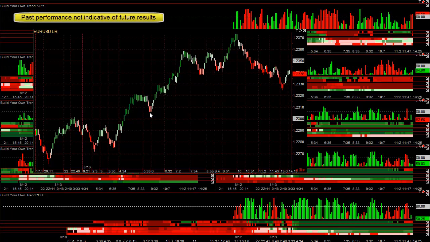Notice the pullback here went red, green right here. You ride it up, and as soon as you see some light green bars, you might want to move your stop up. Unfortunately, that trend didn't continue. It pulled back, and notice immediately it went from dark green to light green, which means the trend momentum is running out. And guess what? Down.